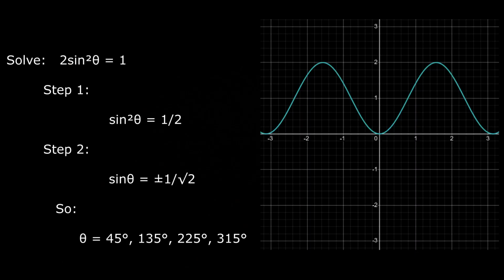Now solve this equation using identities. 2 sine square theta equal to 1. Step 1. Sine square theta is equal to 1 by 2. Step 2. Sin theta is equal to plus or minus 1 by root 2. So theta will be 45 degrees, 135 degrees, 225 degrees and 315 degrees.